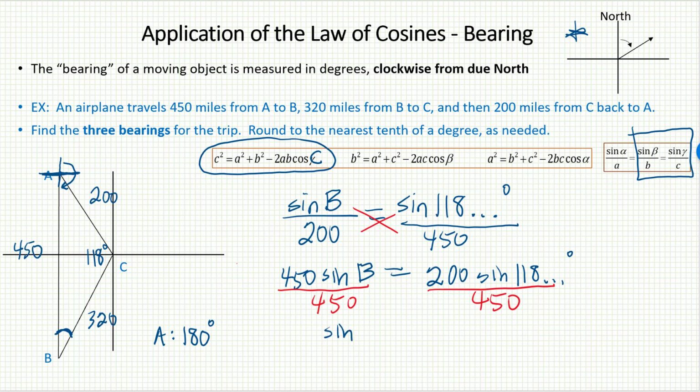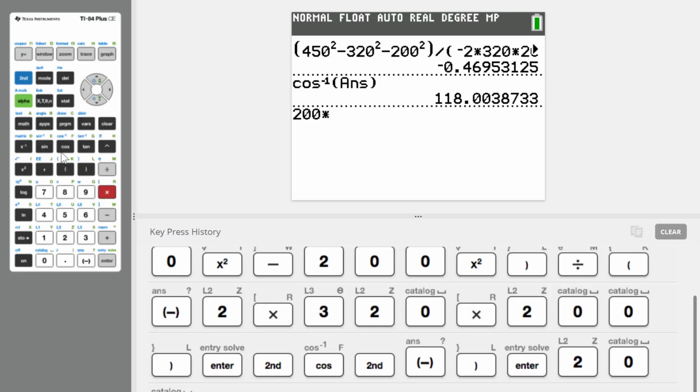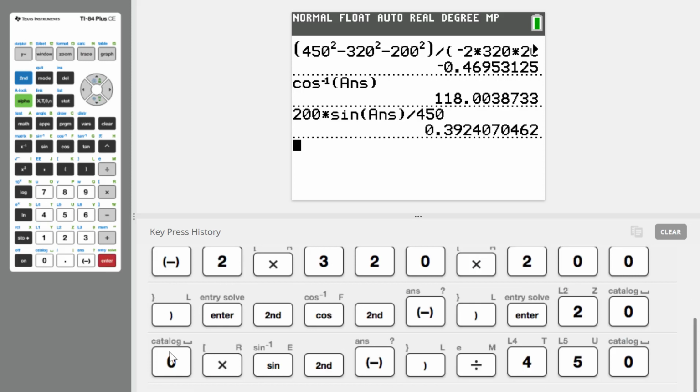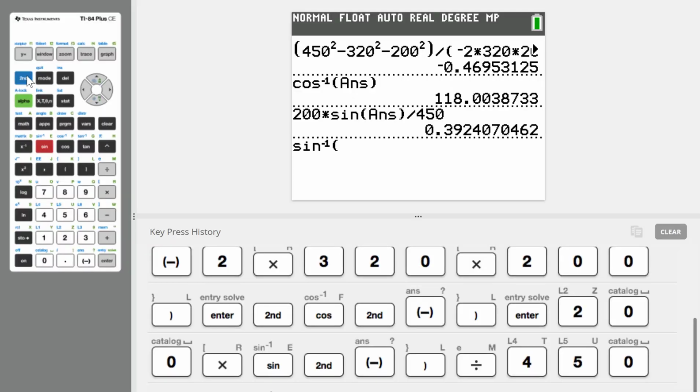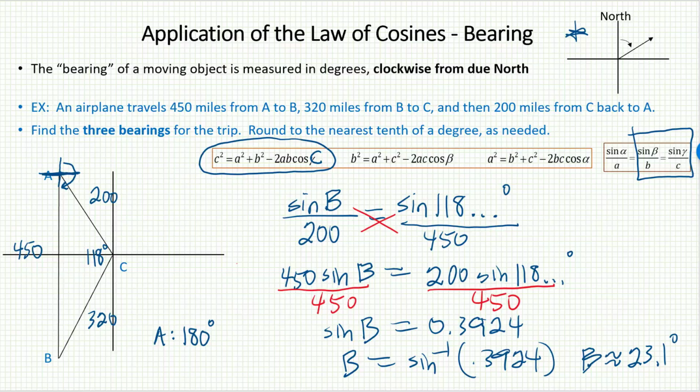So I'm going to get this sine ratio, sine of capital B, and when I go to the calculator, instead of just using 118, I'll go ahead and use that whole value we have in there. 200 times sine of the last answer, that 118 number, and then divided by 450 for a sine ratio of about 0.3924. Remember, we know this angle is acute, so I don't have to worry about two different possibilities. I can go straight to inverse sine on the calculator and get my answer. Angle B would simply be the inverse sine of that 0.3924 number. So we'll hit inverse sine, and to avoid rounding, of our last answer, and I get about 23.1 degrees. And so now we know this angle as well, 23.1 degrees.